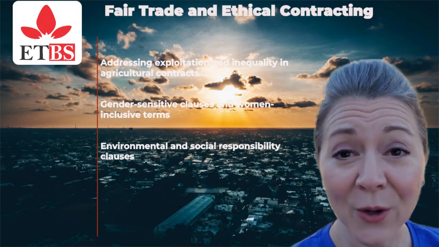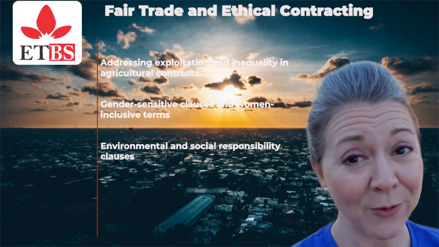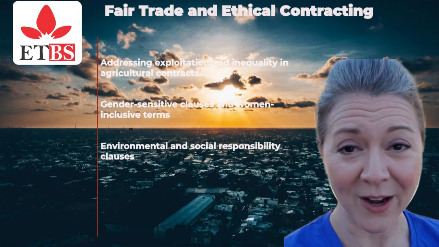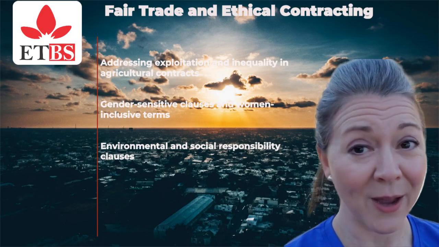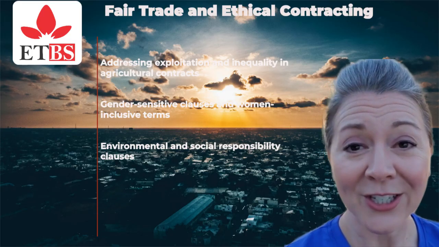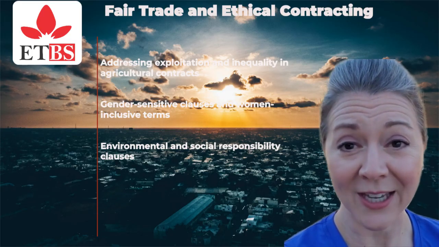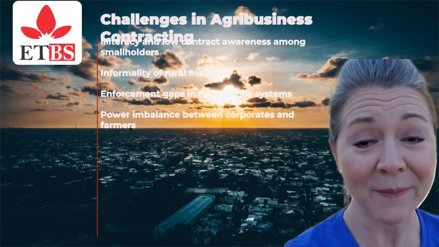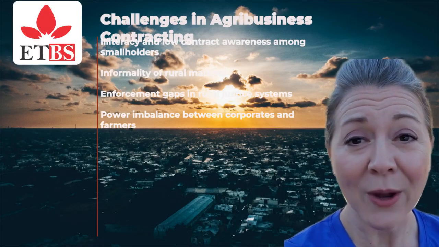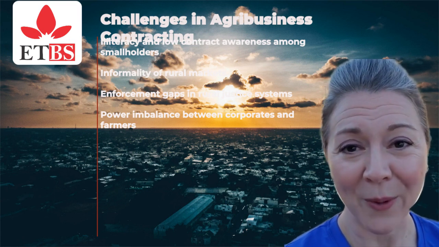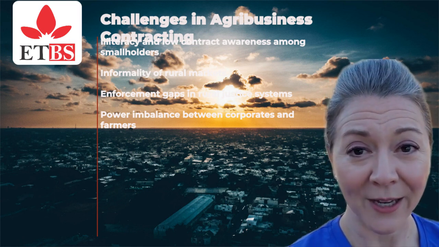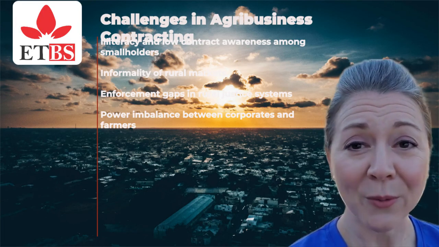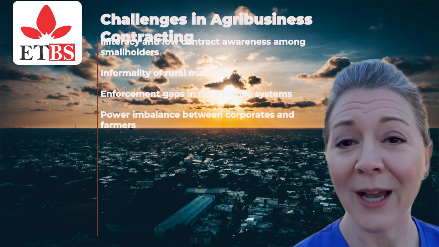Fair trade and ethical contracting, addressing exploitation and inequality in agricultural contracts, gender sensitive clauses and women inclusive terms, environmental and social responsibility clauses, transparency and readability in smallholder agreements. Challenges in agribusiness contracting: illiteracy and low contract awareness among smallholders, informality of rural markets, enforcement gaps in rural justice systems, power imbalance between corporates and farmers, cross border enforcement complexities.